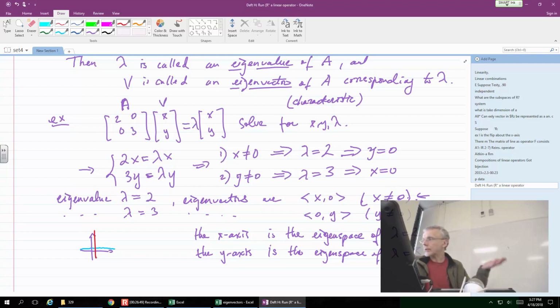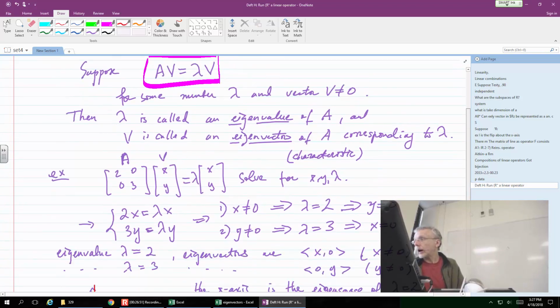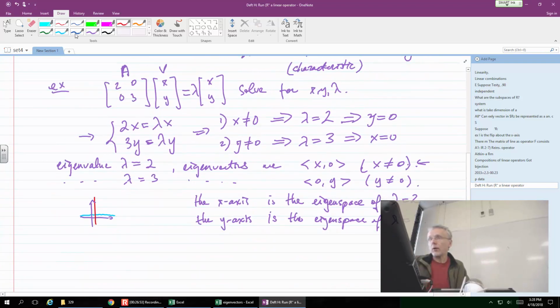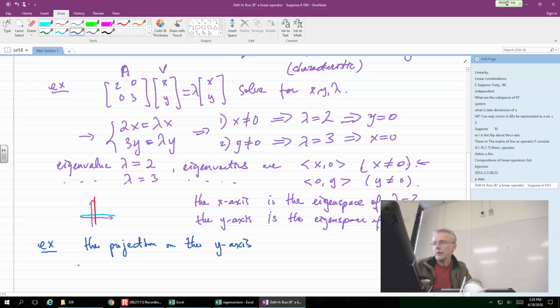Let's consider a different example that you saw not a long time ago. It is a projection. So it's going to still be diagonal. The projection on the y-axis. Yes. What's the matrix?